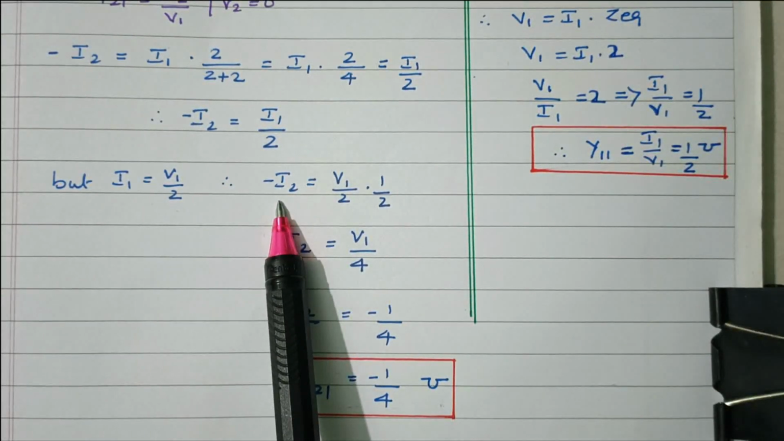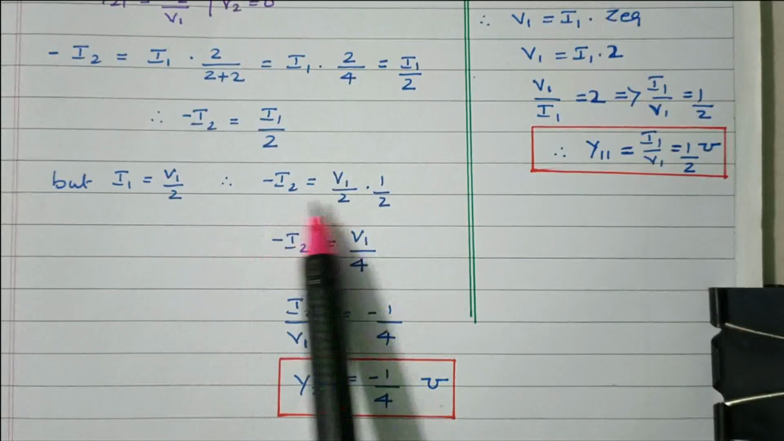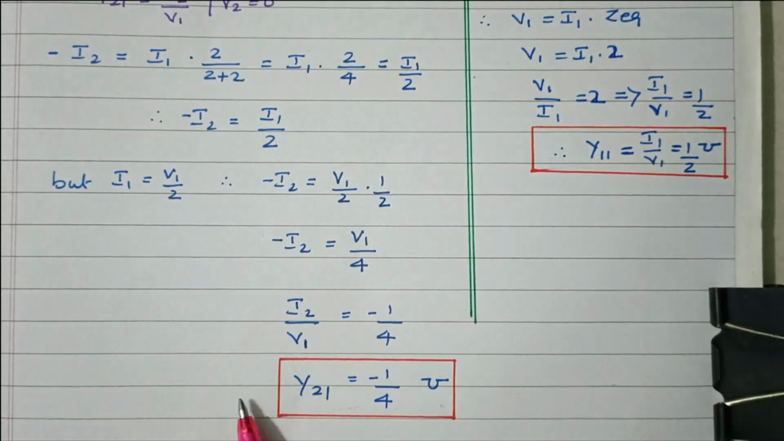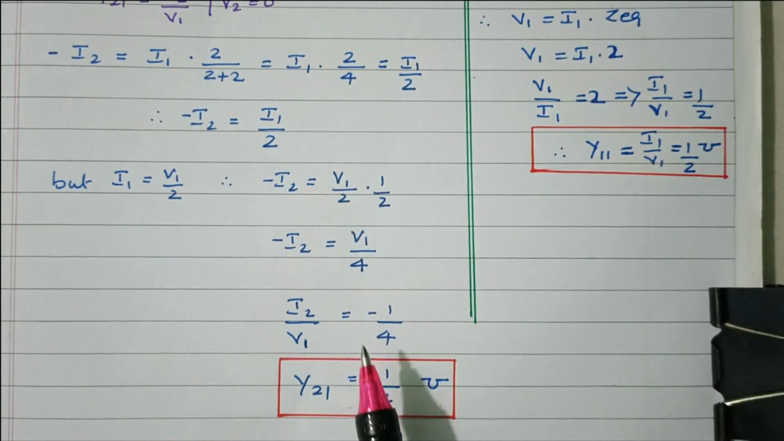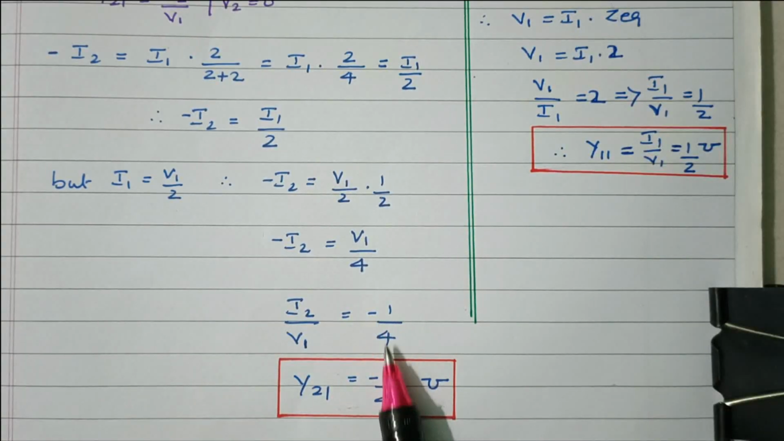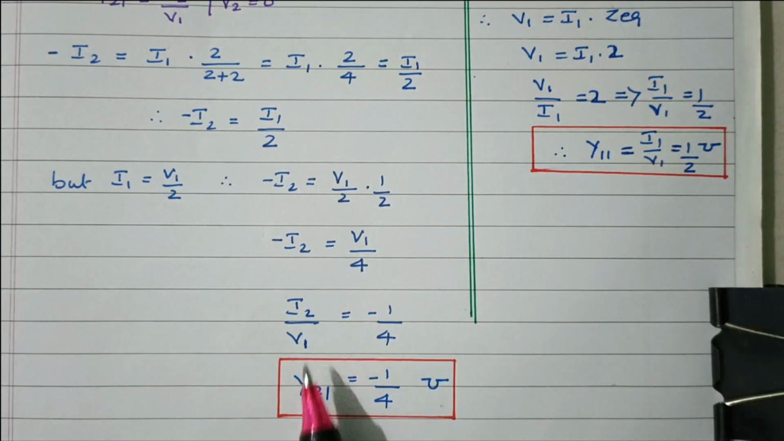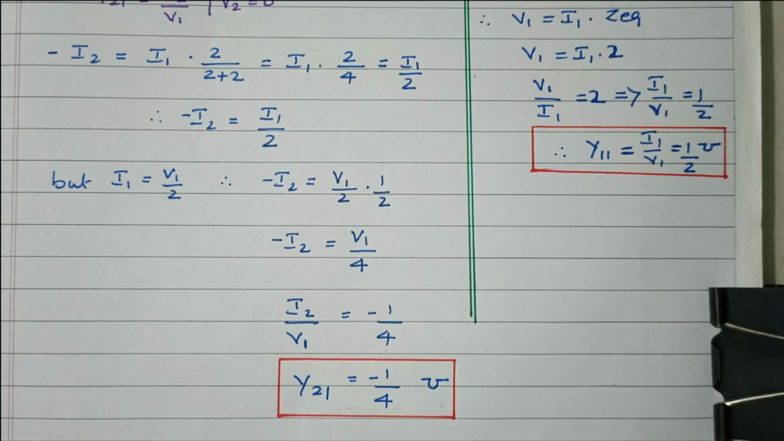So minus I2 equal to this I1. Replace this I1 by V1 by 2. Already 1 by 2 is available here. So minus I2 equal to V1 divided by 4. Bring this V1 to the denominator. I2 divided by V1 equal to minus 1 by 4. This I2 by V1 is nothing but Y21, the transfer admittance. Minus 1 by 4 mho, that is the admittance. That is minus 0.25. The value is minus 0.25.